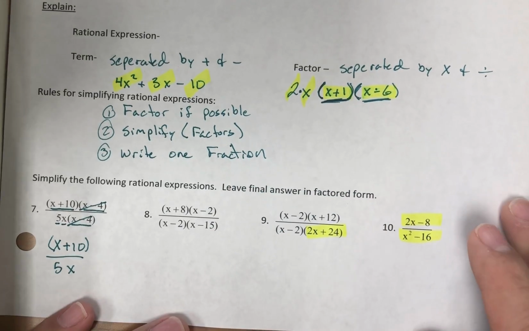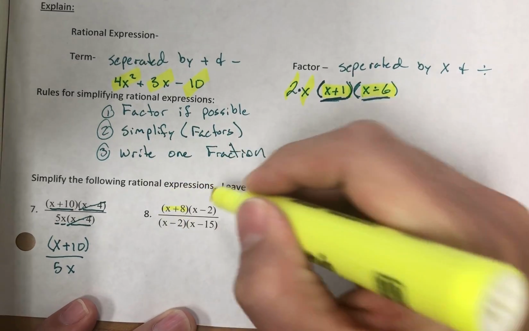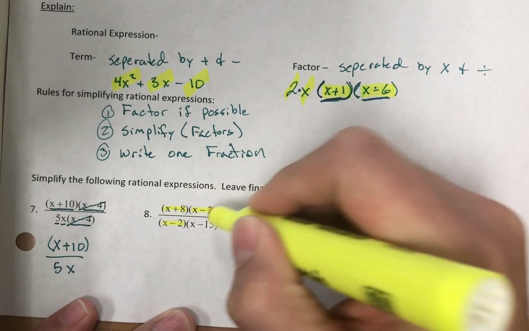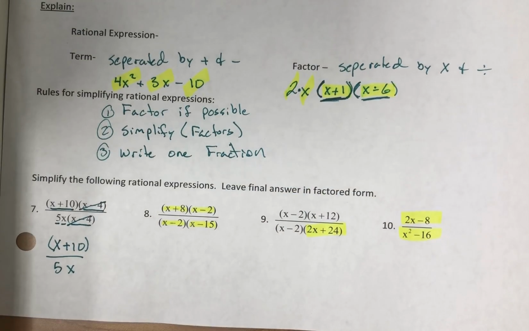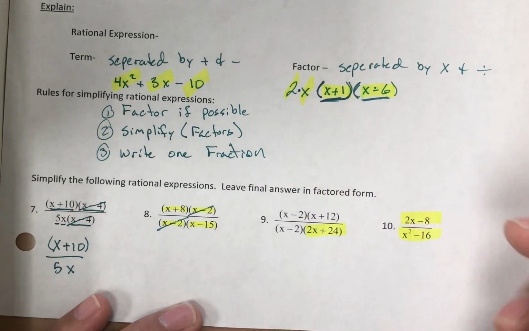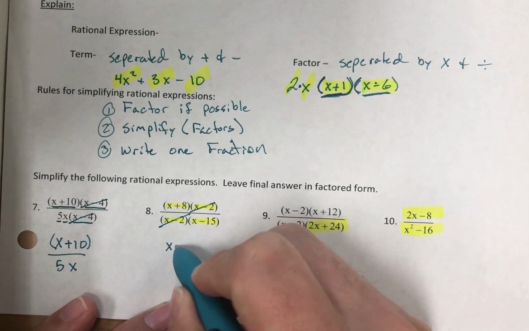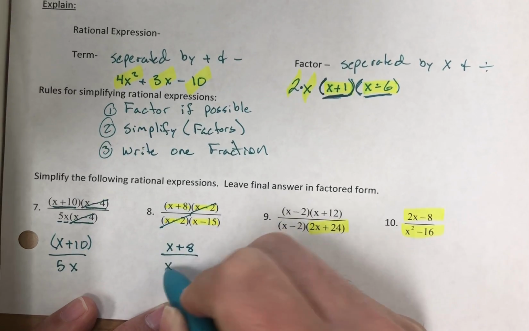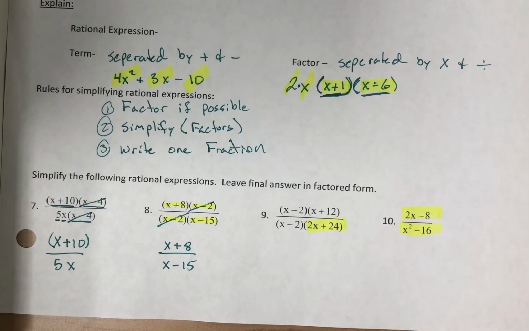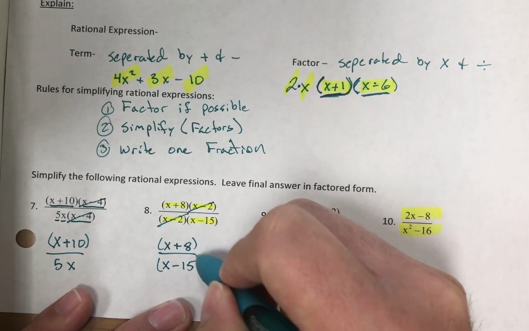Okay, so 8, we do the same thing. We have 4 factors. I'll highlight them. X plus 8, X minus 2, X minus 2, X minus 15. So we have to look at everything inside the parentheses as the factor. Okay, so what's identical factors? The X minus 2. So I can cancel those out, and then I'm done. I just rewrite as one fraction by itself. Okay, again, you don't have to write the parentheses, but if you would like, you can.